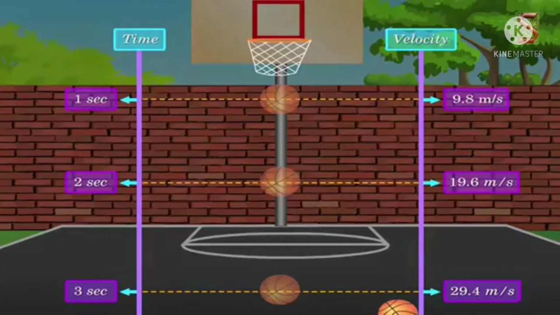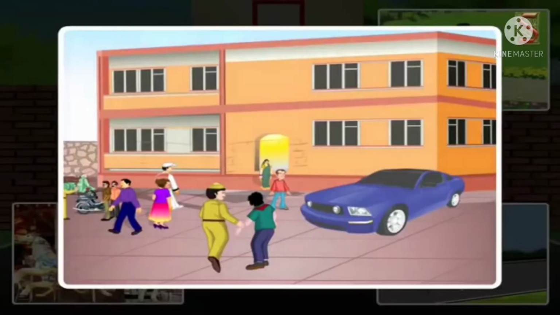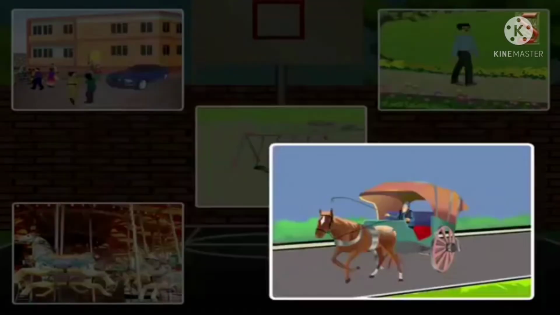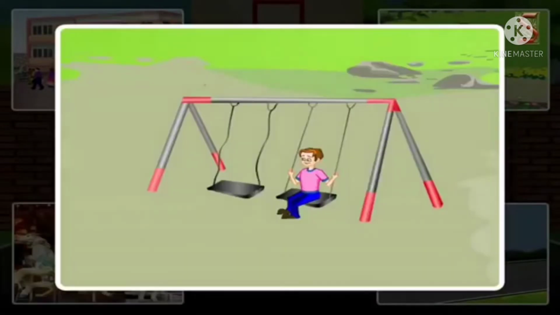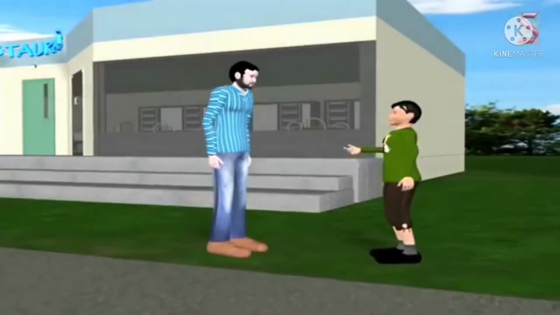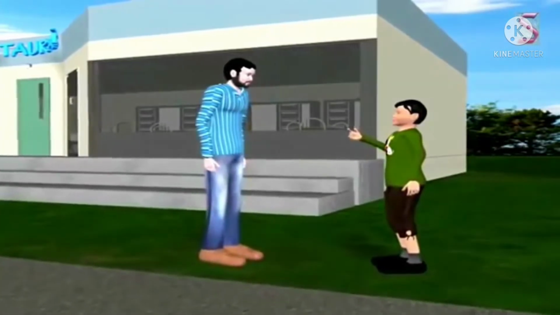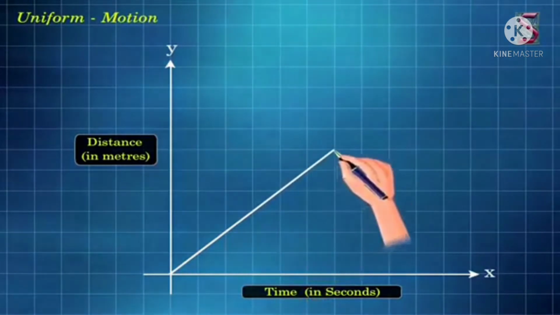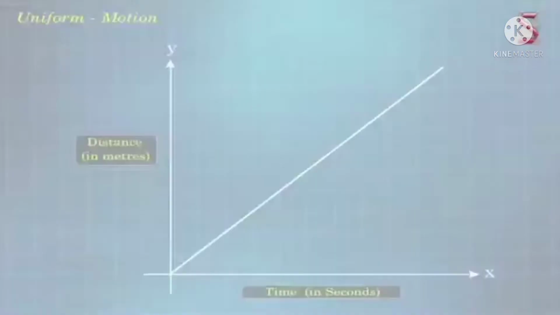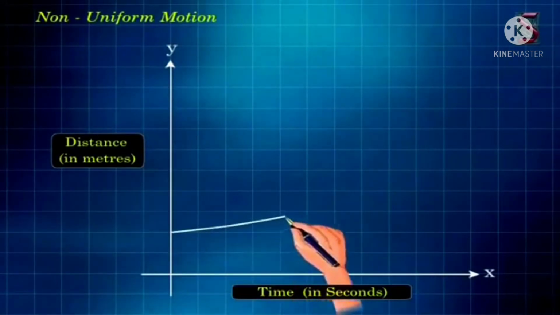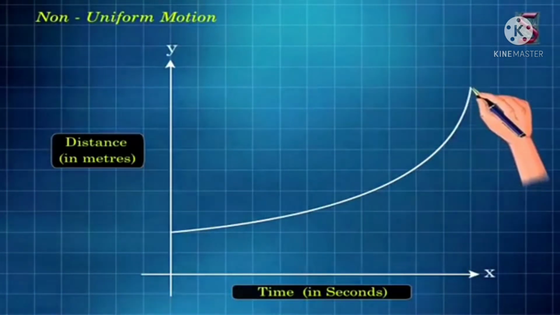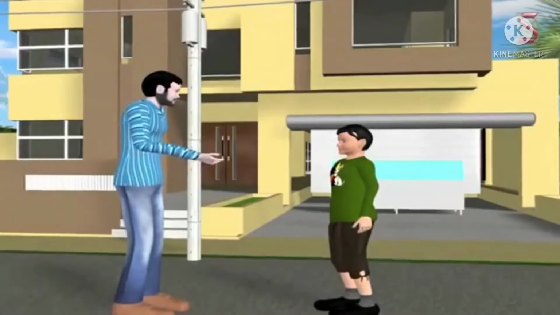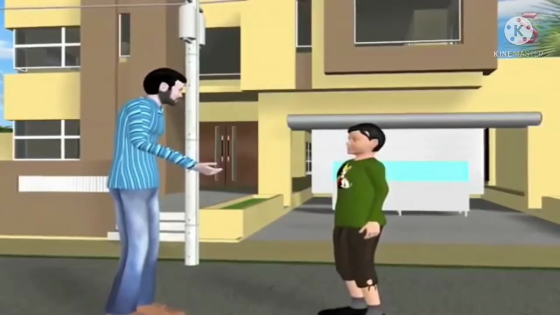Children, see here some of the examples I am showing you. Whenever a person is jogging, or a moving car, horse cart, merry-go-round, everywhere, my dear children, you will observe non-uniform motion. Here, the time-distance graph for uniform motion is a straight line. What about the graph for non-uniform motion? It is a curve. Now, my dear children, I hope you understood.